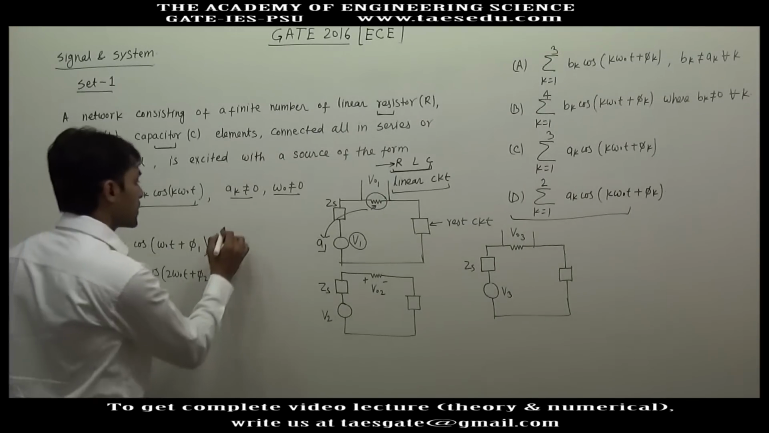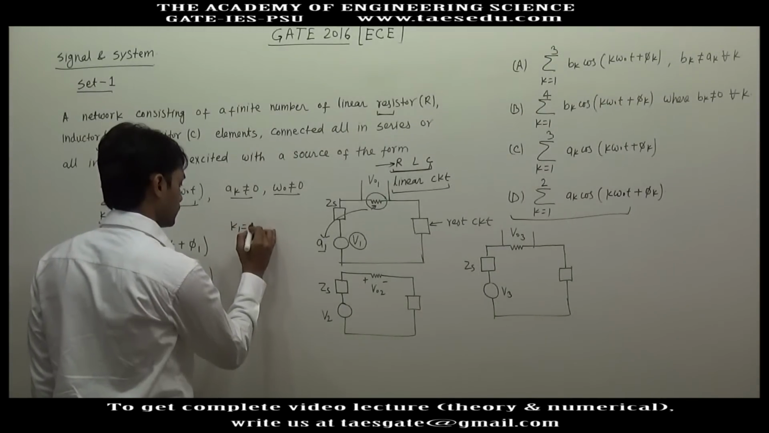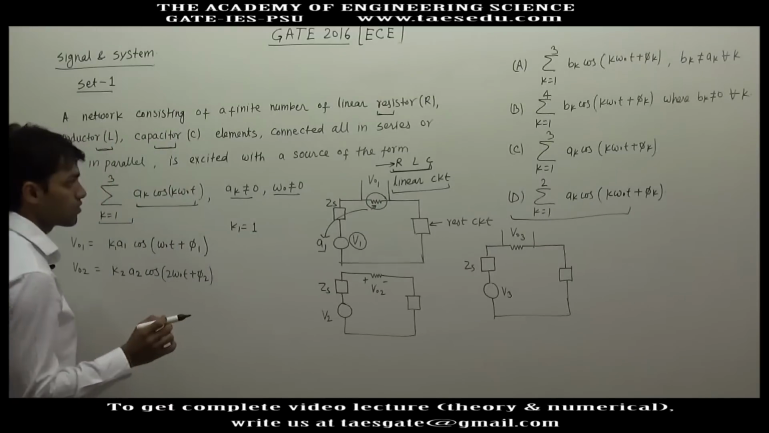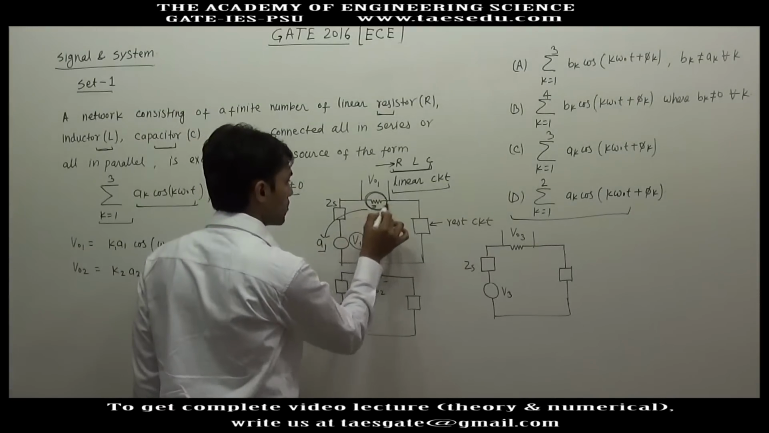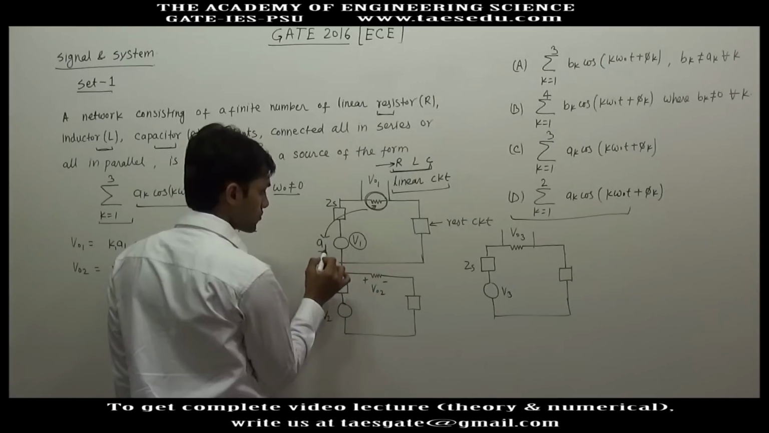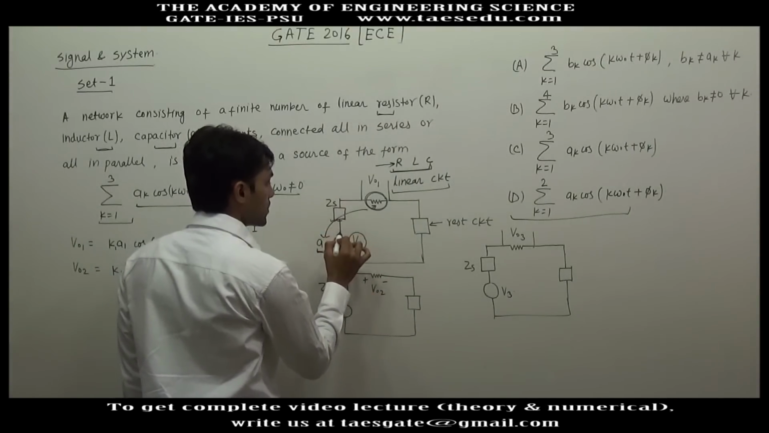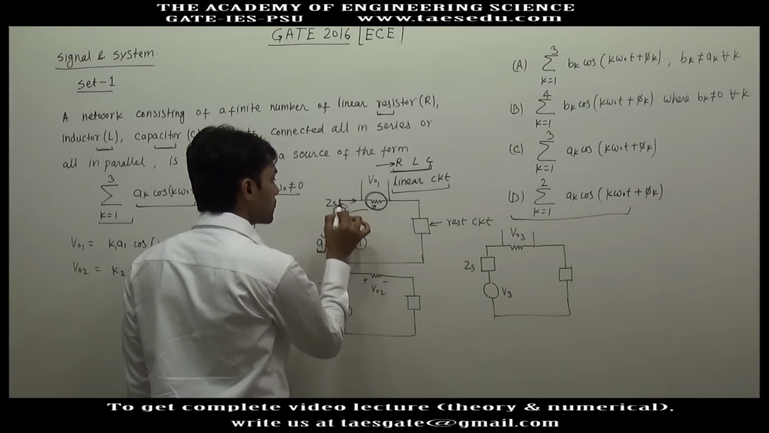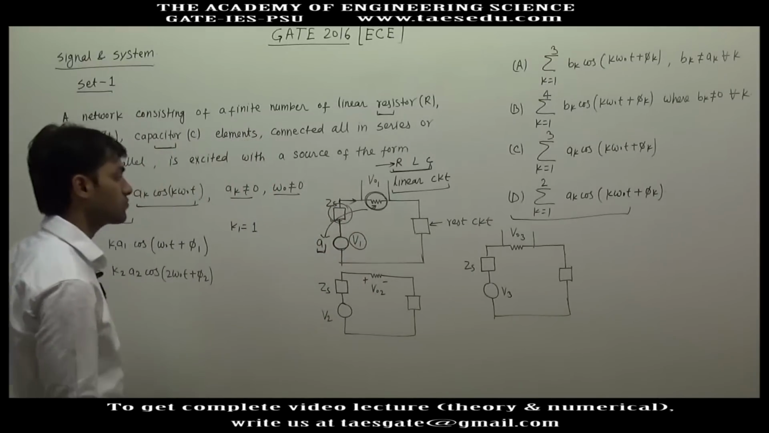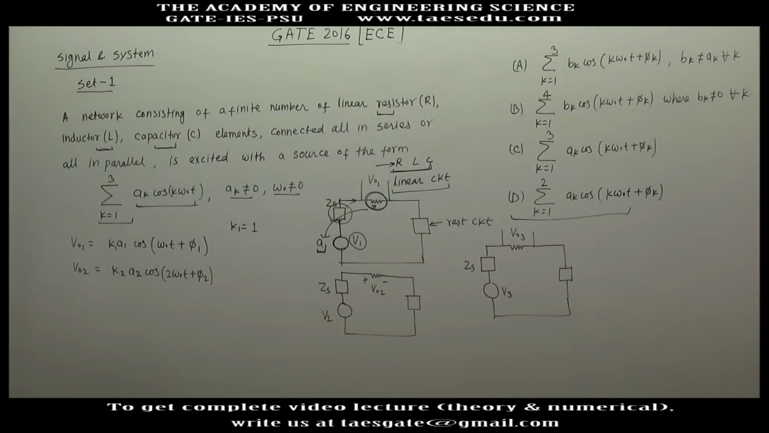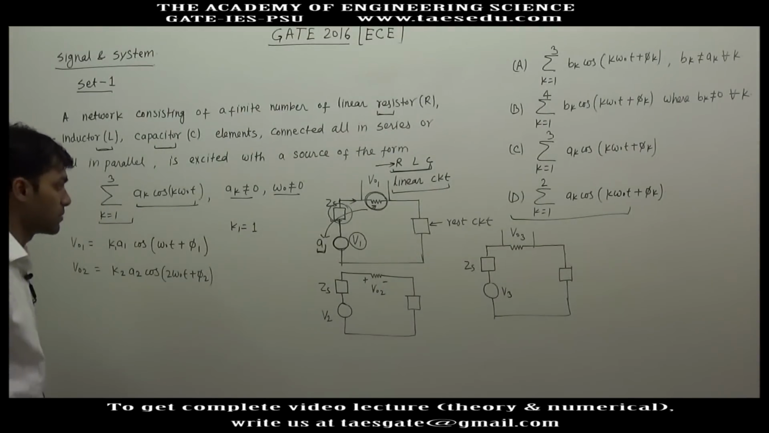And certainly K1 will not be equal to 1. The amplitude of voltage across this resistance will not be equal to the amplitude of source voltage, because the source has some impedance. So when current flows, there will be some voltage drop across the source impedance. And one more thing is very important.